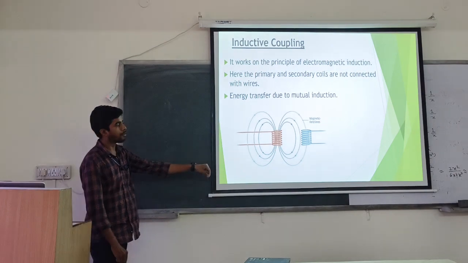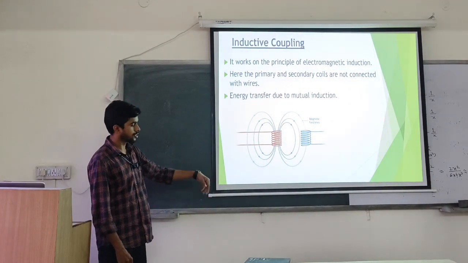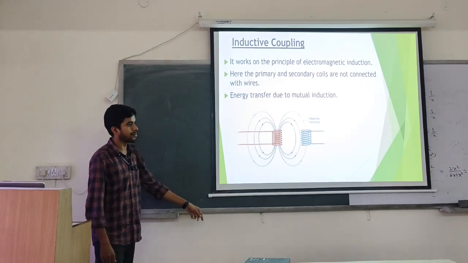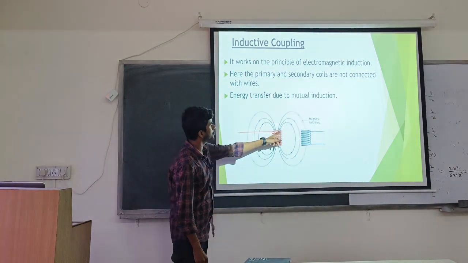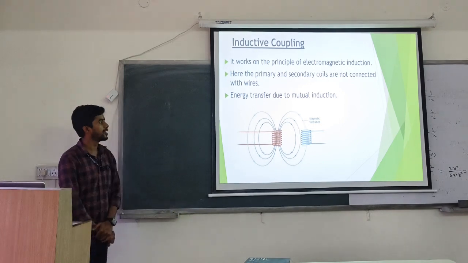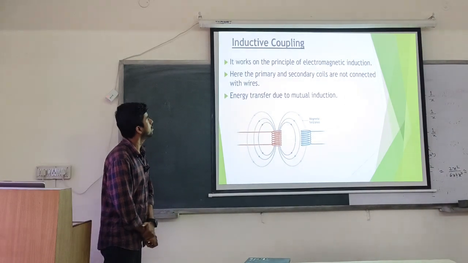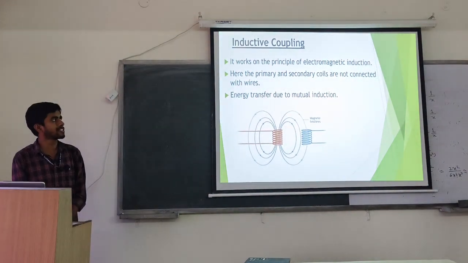And we know what magnetic flux is. The magnetic flux is the amount of magnetic field vector passing per unit area, that is phi is equal to B dot S. If a large amount of magnetic field lines of force passes into the secondary coil, then we get electricity, or induced EMF, in the secondary coil. This is the basic principle of inductive coupling. So it works on the principle of electromagnetic induction, as I said.